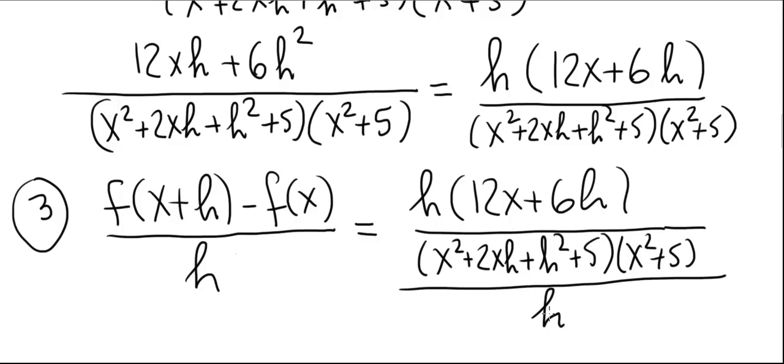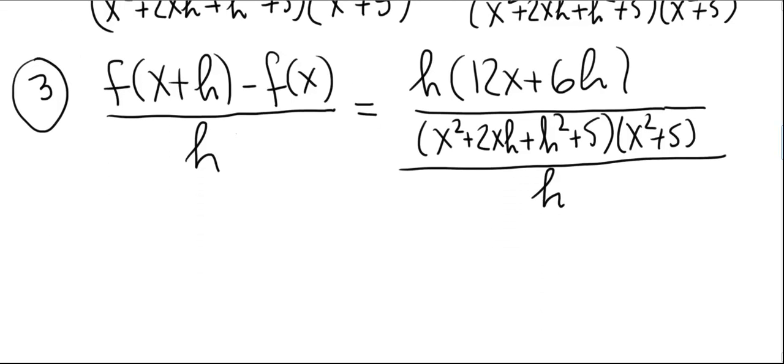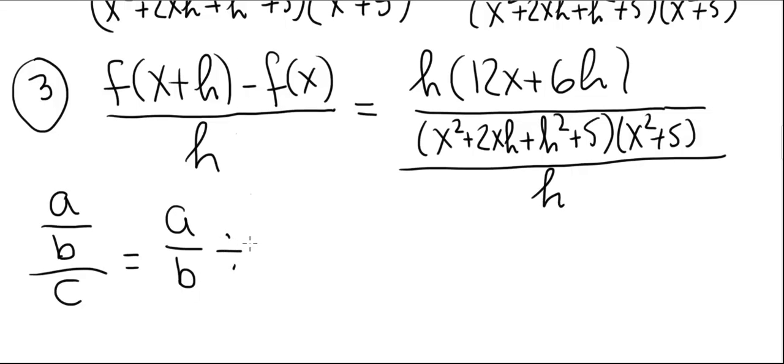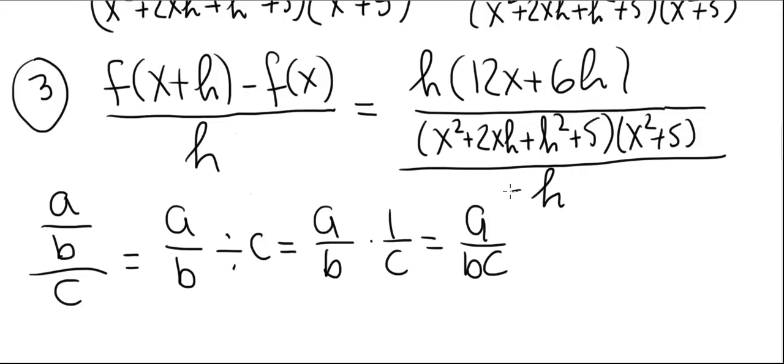Now you can probably tell that h's will cancel. I want to briefly go over an algebraic rule why that happens. When we have a divided by b, divided by c, that's a divided by b, and then we can write it like this, divided by c. That's a over b times 1 over c, which is a divided by b times c. So this h can slide right there next to the product of those two terms. And let's rewrite that.